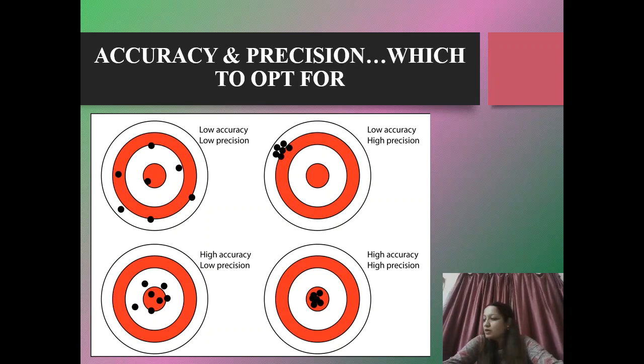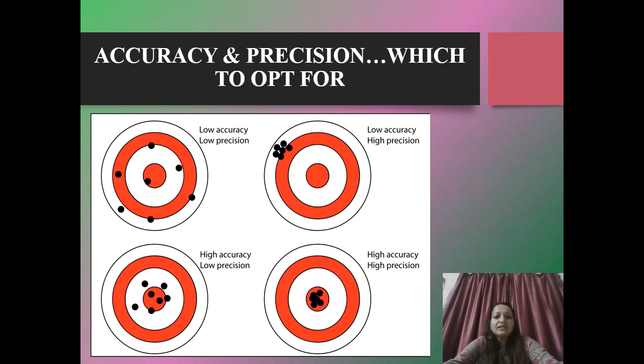Now, which one are we to opt for? Are we to opt for accuracy, or are we to opt for precision, or are we to opt for both? This bullseye diagram is very famous, and I think many of you may have seen it. The first one describes a condition with low accuracy and low precision. That is, if the bullseye, the target, is meant to be the accurate most point, then we can see that there is neither accuracy and all the bullets have gone haywire, one here, one there. So it is a low precision also.